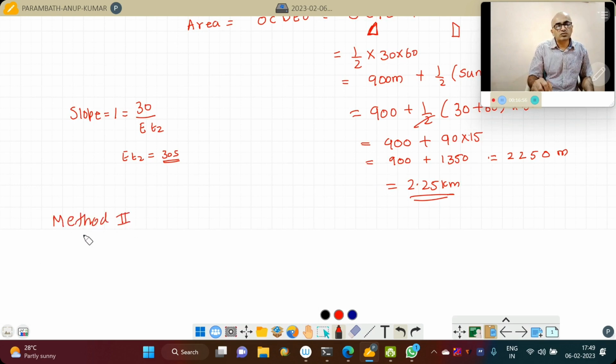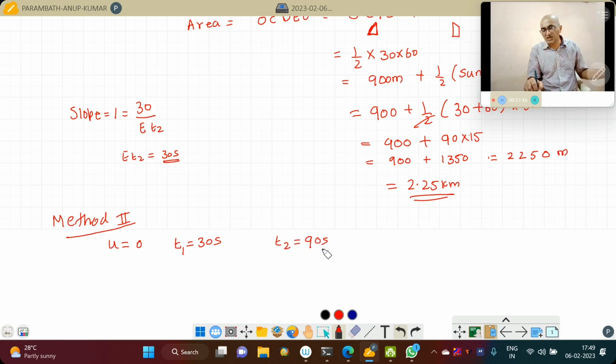Method 2. Again, writing down what is given to you. Initial velocity is 0. The time till it attains maximum speed is 30 seconds. It stops after a total time of 90 seconds. Its acceleration during the accelerating period is 2 meters per second squared.